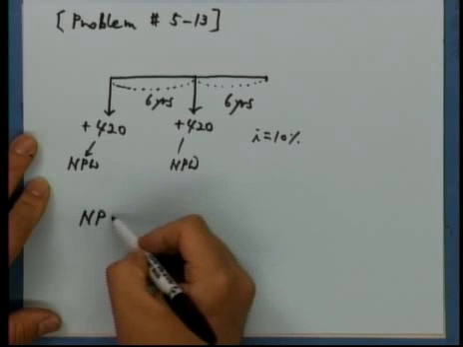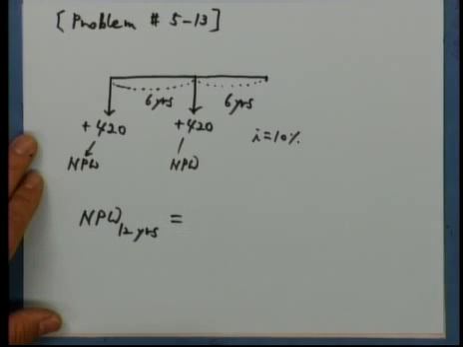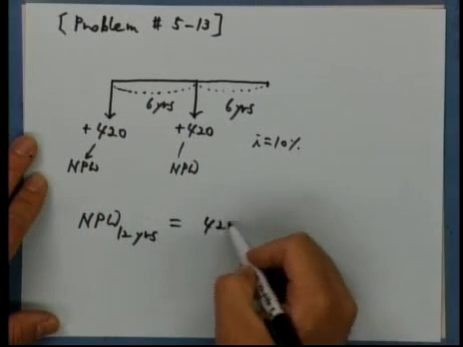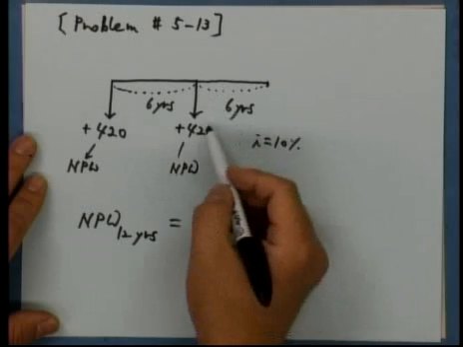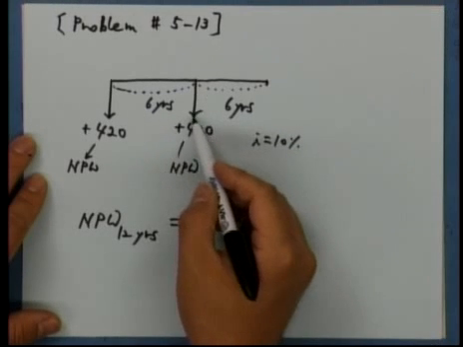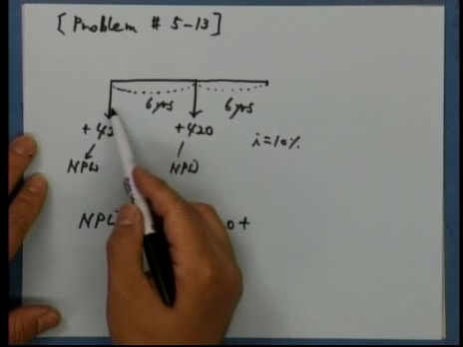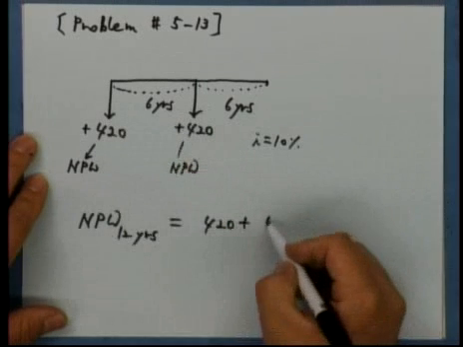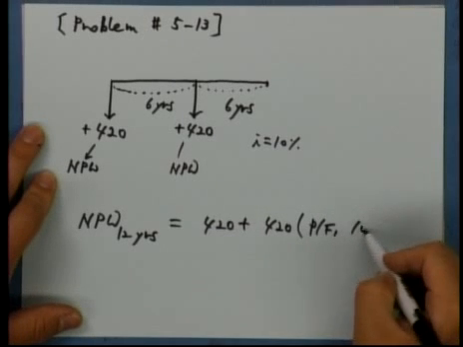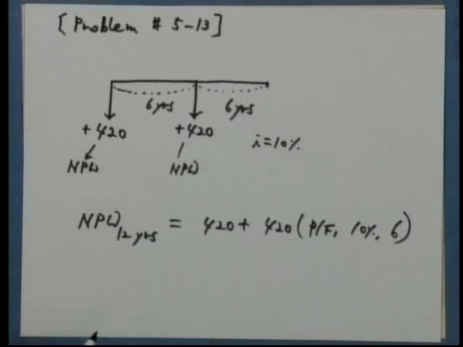The net present worth for the next 12 years can be computed by 420 plus this 420 at the end of period 6. So what you need is to convert this 420 to the equivalent present sum of money, right? So 420 times P given F, 10% over 6 periods. Is that very simple?